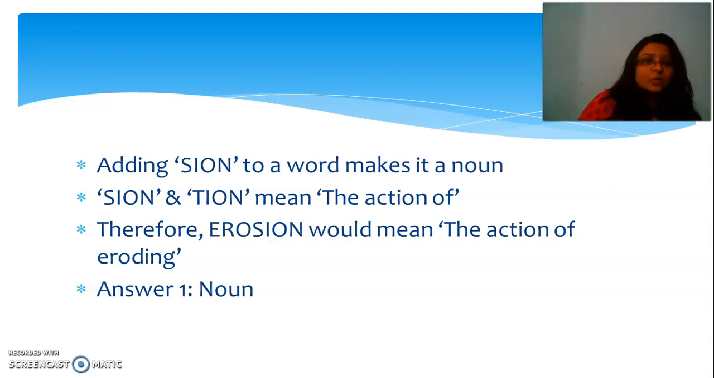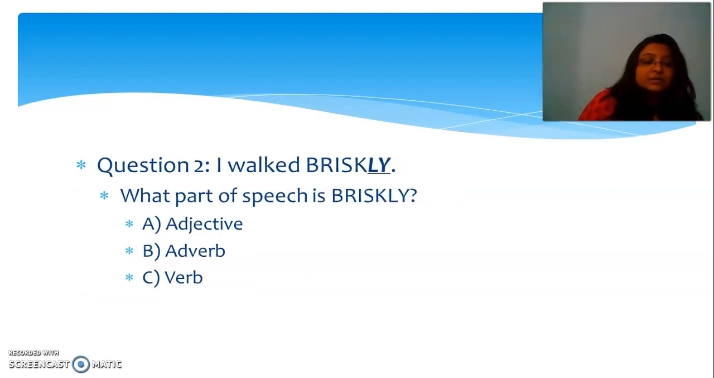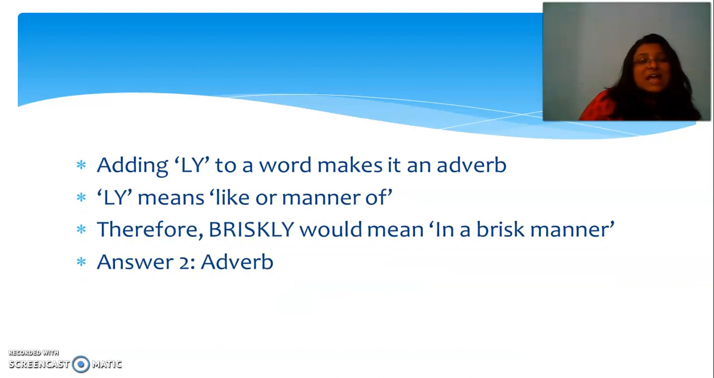Okay? I hope you really understood that. To understand it better, let me give you my next question here. I walked briskly. Now, what part of speech is briskly? Again, I've highlighted the letters ly, so that should give you some clue. Is briskly an adjective? Is briskly an adverb? Or is briskly a verb? So if we know that adding ly at the end of a word makes it an adverb, we obviously will be able to tell the correct answer.